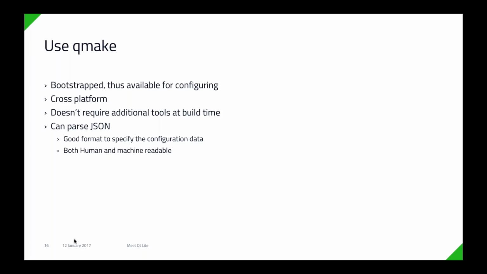And finally, it can easily parse JSON because Qt can do that. And we wanted to have a human readable declarative format to specify the configuration data. And JSON was one of the candidates that we felt was a good match with that.